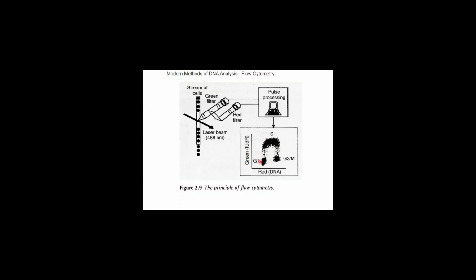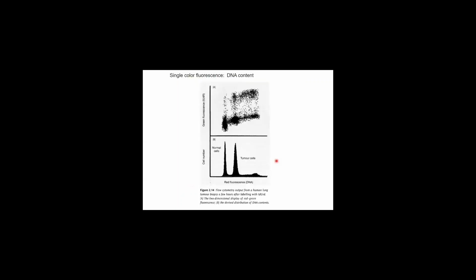Now we can ask the question, and each dot here represents a cell. How many cells are here? How many cells are here? How many cells are here? We can use that to get an idea of what percentage of cells are in what phase of the cell cycle. Now, just to point out that tumor cells are often aneuploid and have more DNA in them than normal cells do. Here's the plot of what a one-dimensional plot would look like for normal versus tumor cells. And you can see that the tumor cells have a higher DNA content because they are aneuploid.